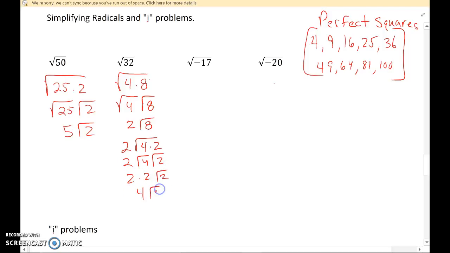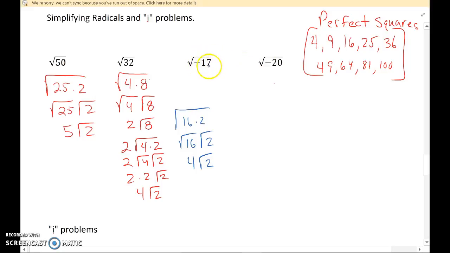So 4 radical 2. We could have saved ourselves some work by using 16 because 16 also goes into 32 and it's the largest of the two divisors. So if we had done 16 times 2, we would have ended up with square root of 16 times square root of 2, which is 4 radical 2. All right, on to our next two examples.